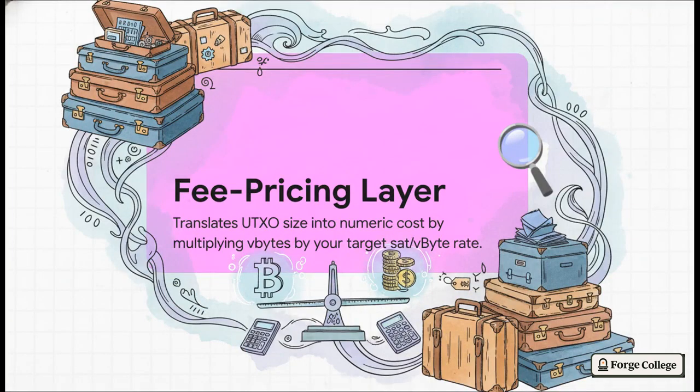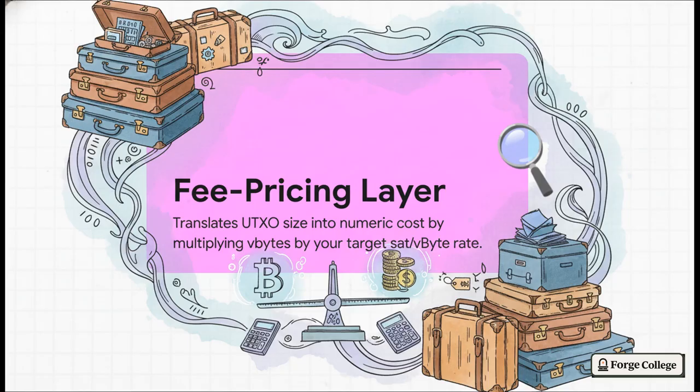Okay, once our bag is packed, we move up to the fee pricing layer. This is where we translate that physical footprint, your UTXO size, into a hard numeric cost. We calculate this by multiplying the estimated vbytes, which is basically the exact dimensional size of your packed suitcase, by your target sat per vbyte rate.